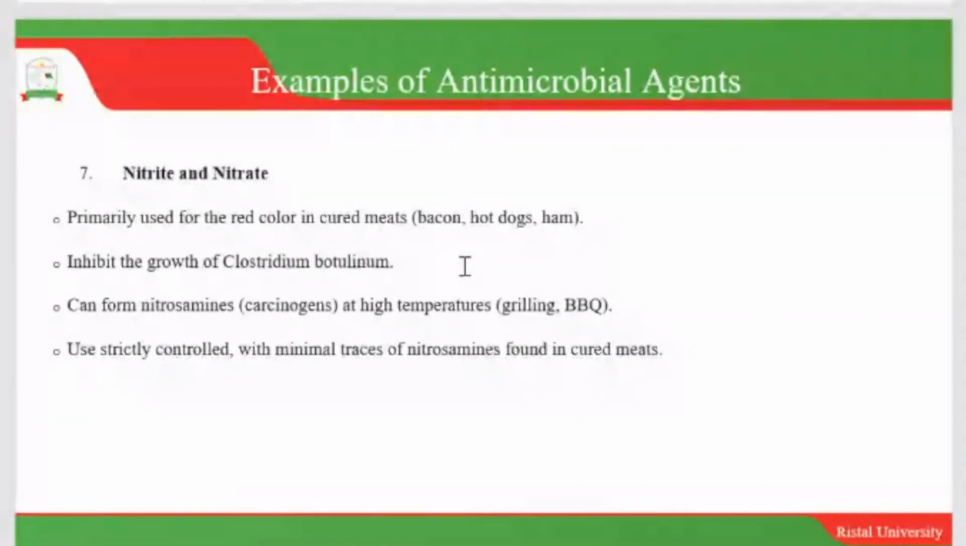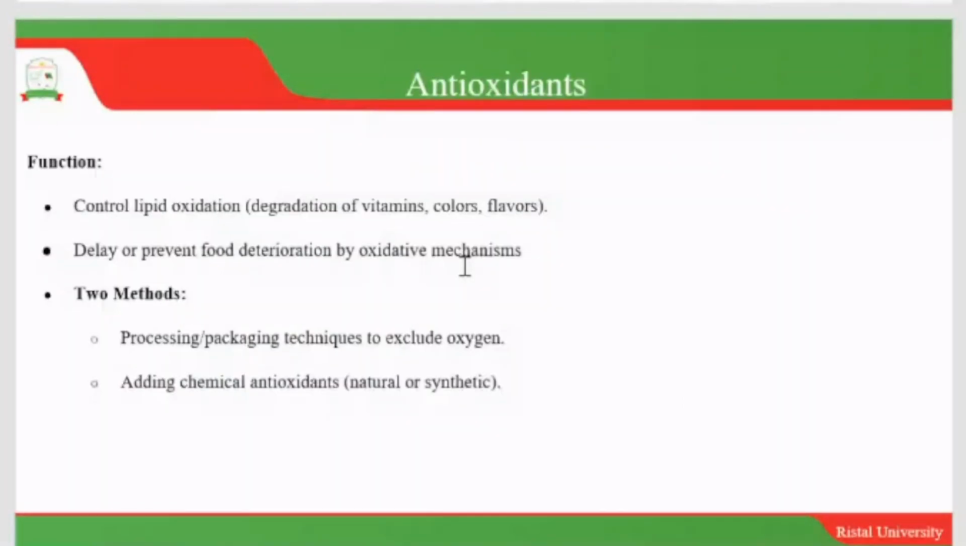And we're saying, what is the use of these antioxidants? These control lipid oxidation, where we are looking at the degradation of vitamins, colors, and flavors. So these antioxidants also delay and prevent food deterioration by oxidative mechanisms. We saw some of them yesterday. So what are the methods? Some of the methods include processing and packaging techniques that exclude oxygen. We will look at airtight sealing, but also adding chemical antioxidants, which could be natural or synthetic.